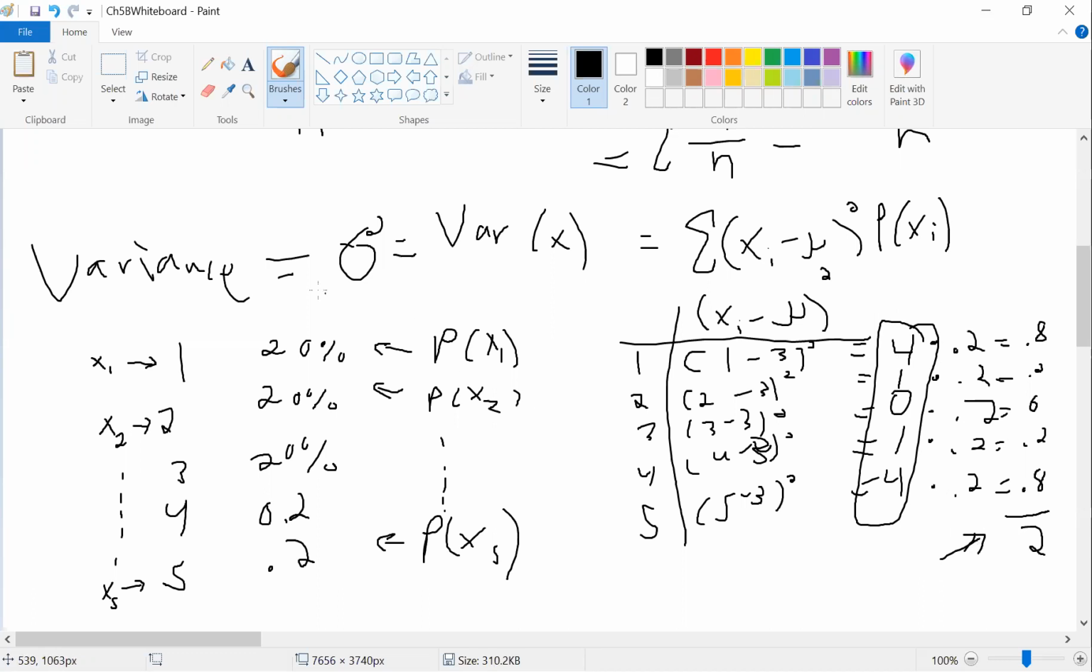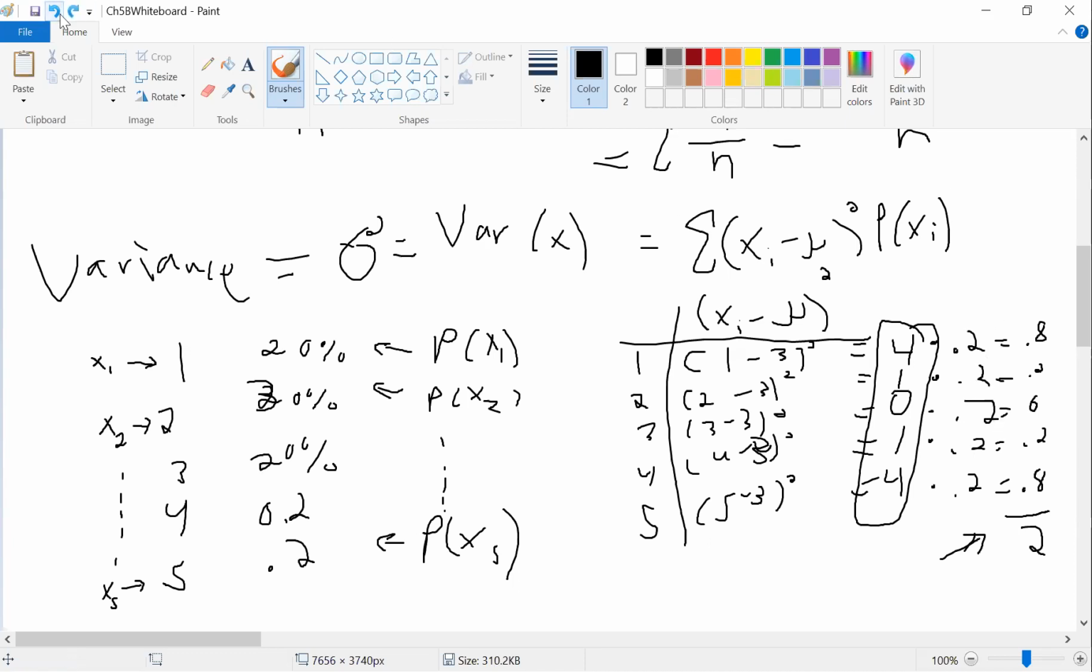Let's say, for example, we change the 20% to a 30%, and this 20% to a 10%. The only thing that changes is that this 2 would become a 3, and this 2 would become a 1. That's it. Everything else is the exact same.